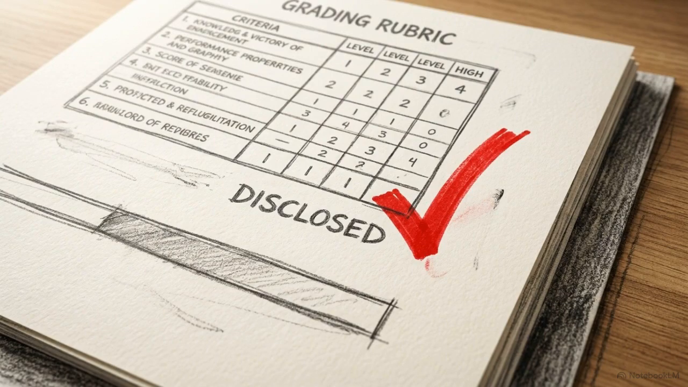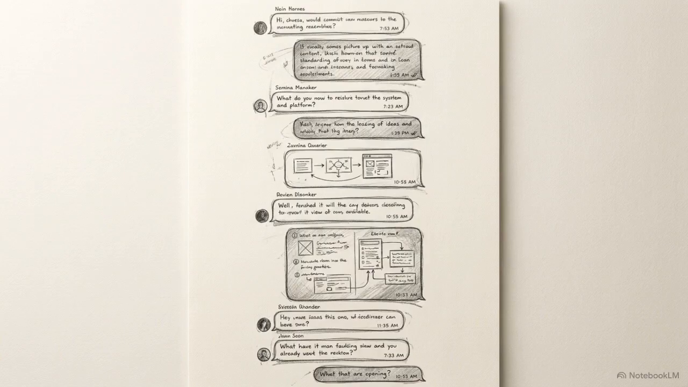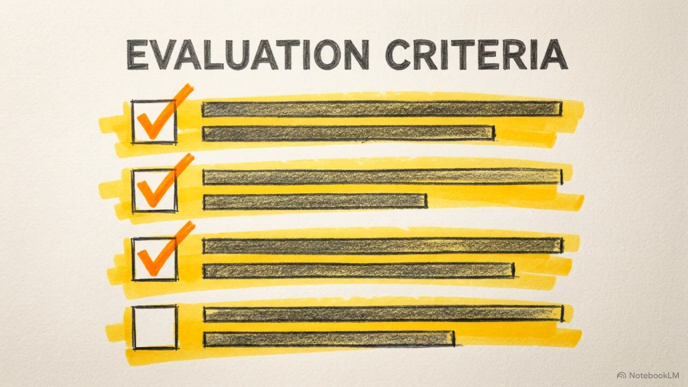Transparency is the most effective way to address the ethics of these tools. We make disclosure a mandatory graded part of the rubric. Every submission must include an appendix containing the full chat log. This provides a transcript of the brainstorming process. This checklist shows how to evaluate logs.